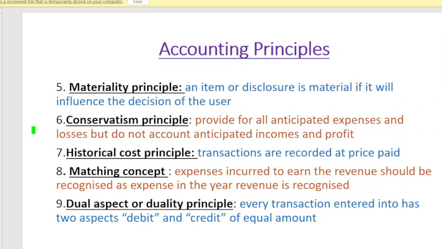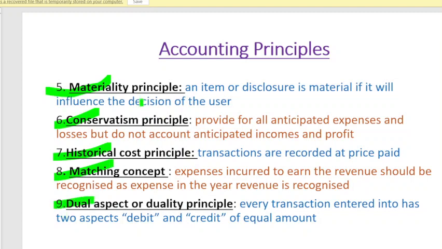Then you see continuing as materiality principle. Then sixth is conservatism principle. Then seventh is historical cost principle. Eighth is your matching concept. And the ninth is dual aspect or duality principle.